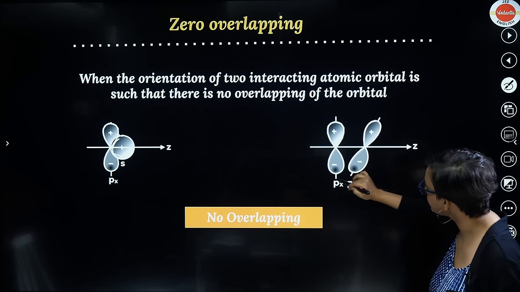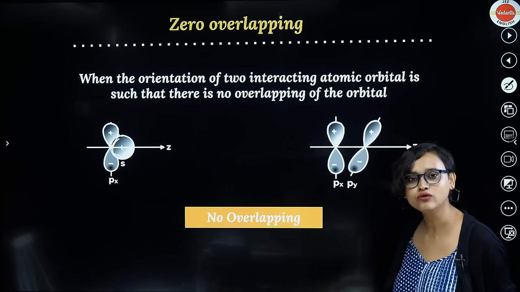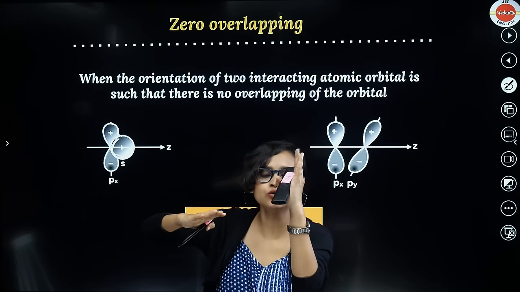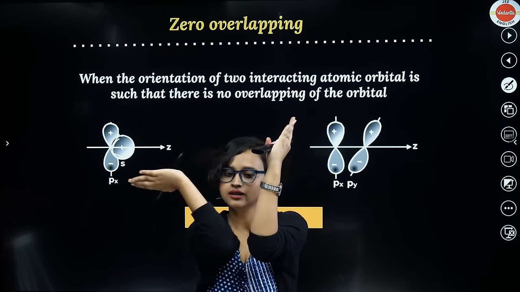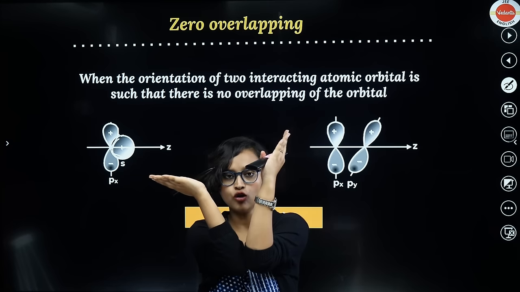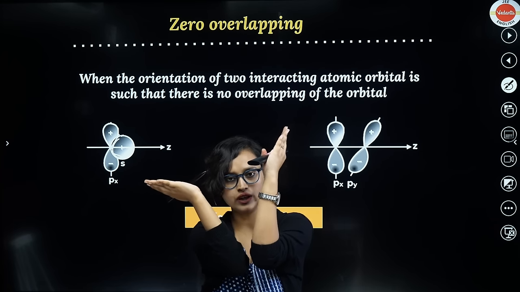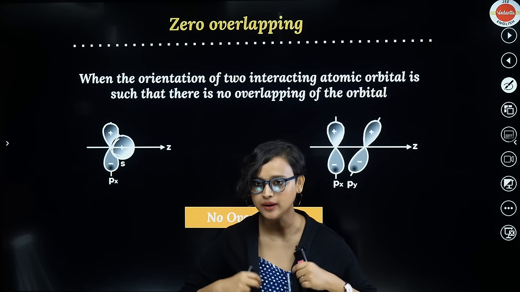See, this is your px and this is your py. No overlapping. They're absolutely in two different directions. If this is your x, this is your y, how will they overlap? Can they overlap? There is no overlapping. See, getting my point. Okay. All right.